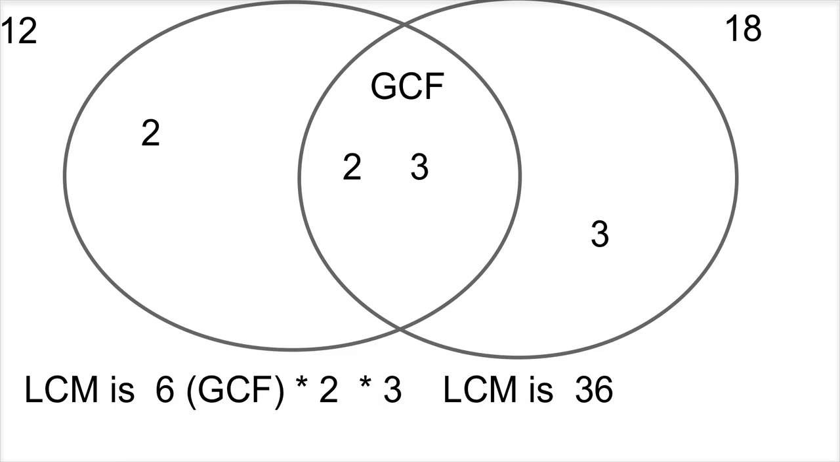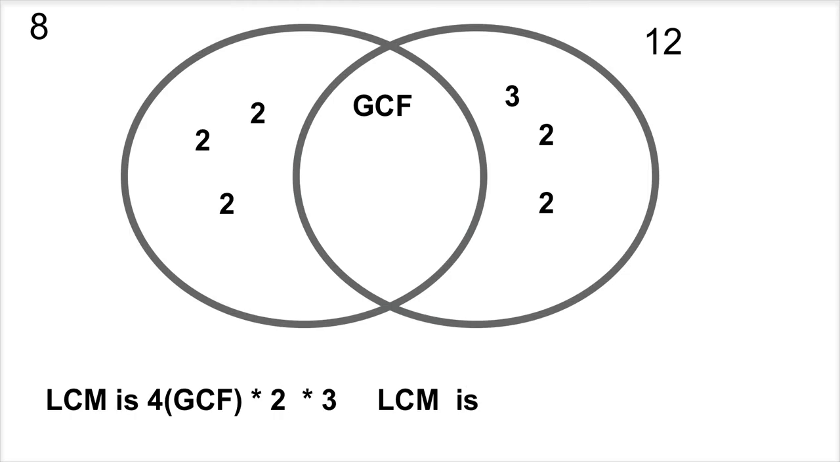So let's take a look at another one. How about 8 and 12? So I've got my prime factors for 8, 2 times 2 times 2. I have my prime factors for 12, 2 times 2 times 3. Again, I'm going to look at which ones they have in common, and that's going to go in my center circle for greatest common factor. So I know they share a 2.